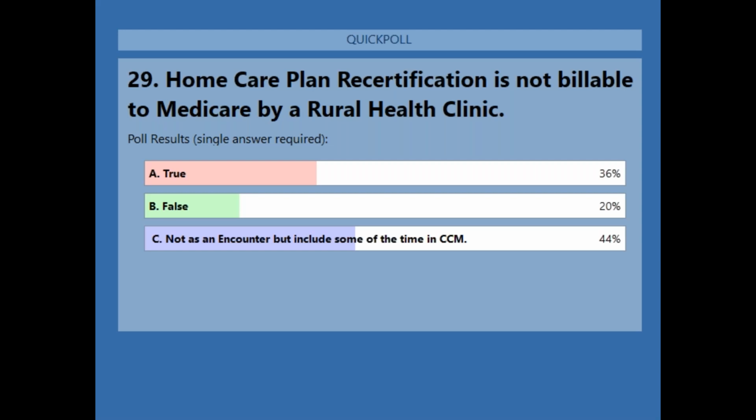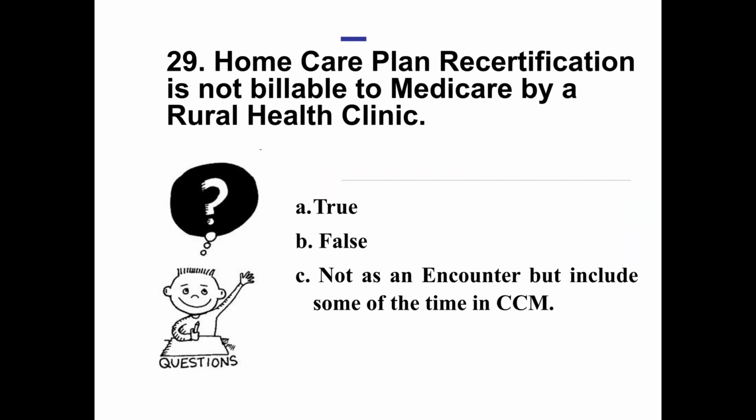Okay. All right. The 20% who said false are wrong. We can tell you that right now. You cannot bill it. Home care plan oversight or recertification and oversight cannot be billed as an RHC encounter or any type of visit. So that one is definitely out. The answer that we've received most of the time is that you just can't bill it, the true answer. So that would probably be an acceptable answer.